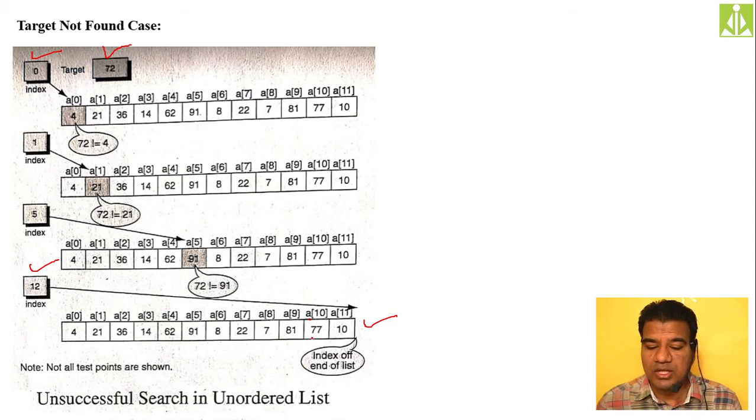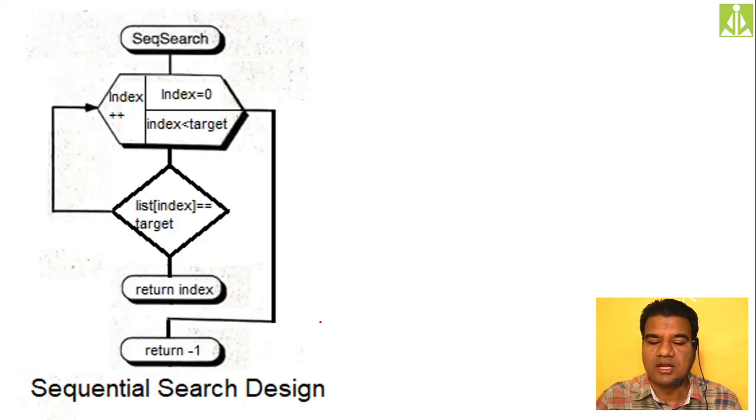If you reached the end of the list and still the target is not found, that means this is the target not found case. This is an unsuccessful search in an unordered list. So when the target is not found, we have to give a negative response. Over here, how will the sequential search be performed?